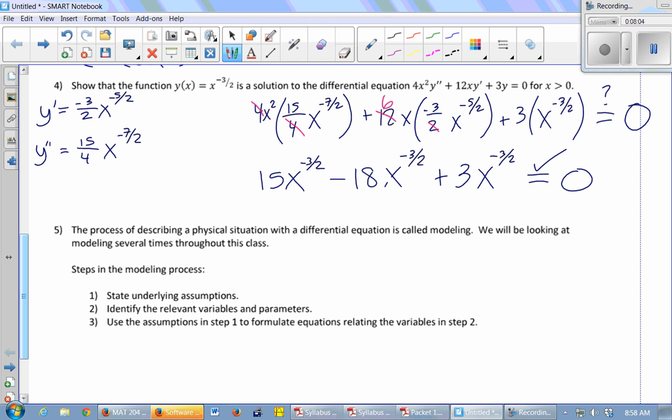Good question. So I have this restriction on the differential equation that x has to be positive. I think that I've shown it's true for all x, which means it's definitely true for positive x's.